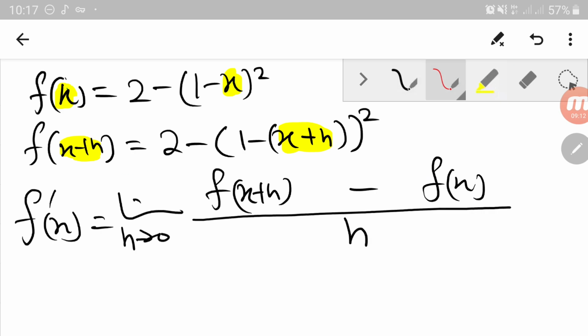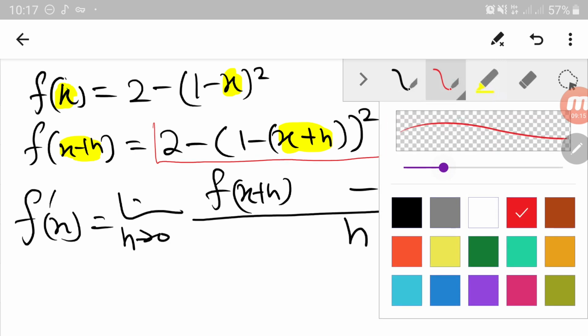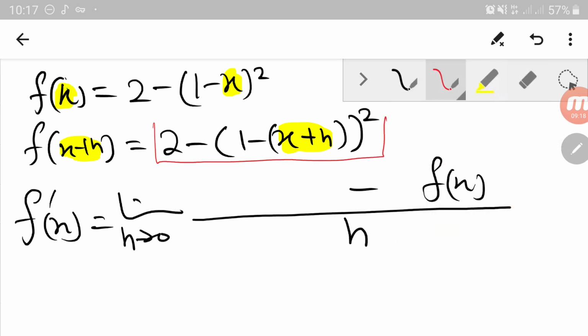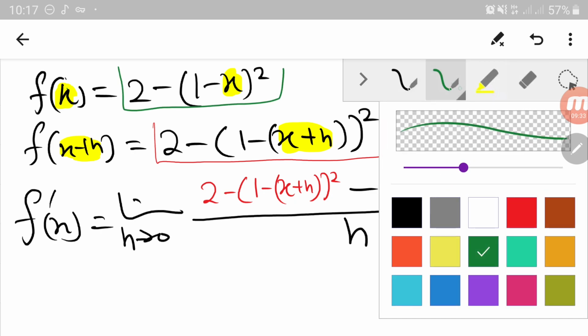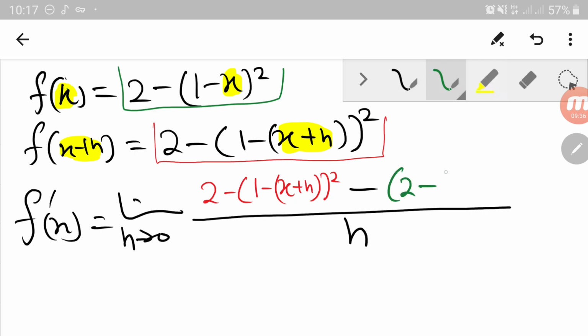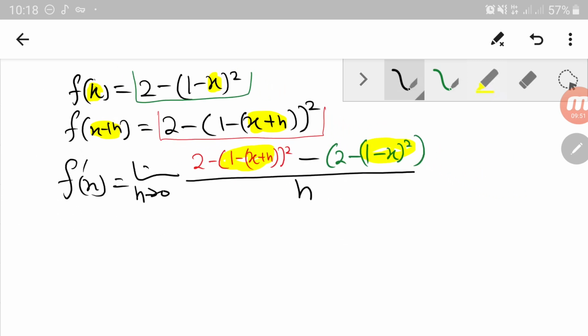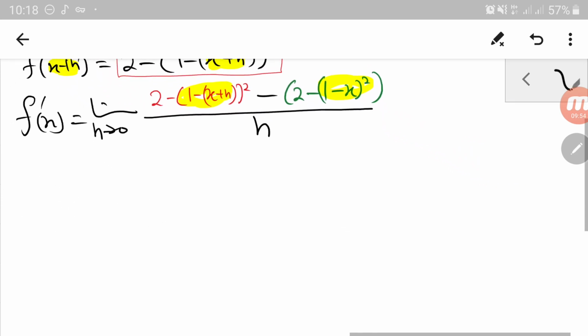Now, what is the f(x plus h)? This whole lot. So we are going to replace it: 2 minus 1 minus x plus h squared. And then what is the f(x)? That one, 2 minus 1 minus x squared. As you can see, we have to expand this and this, so the working will be a little bit long. Just bear with me.